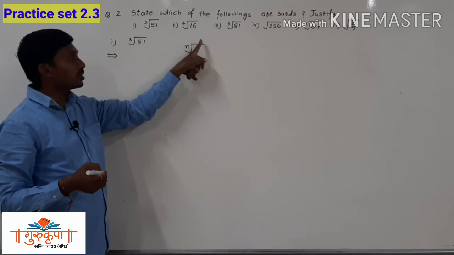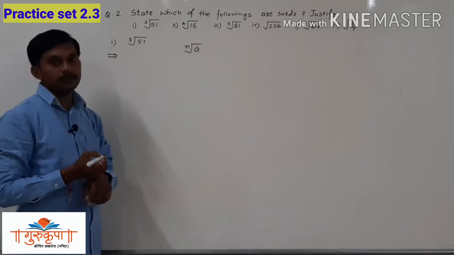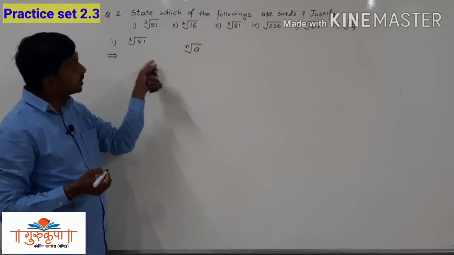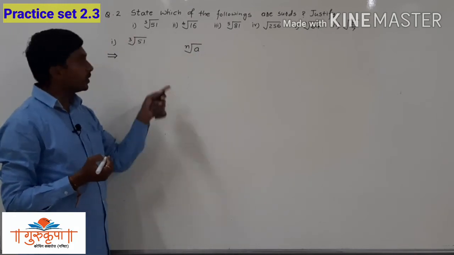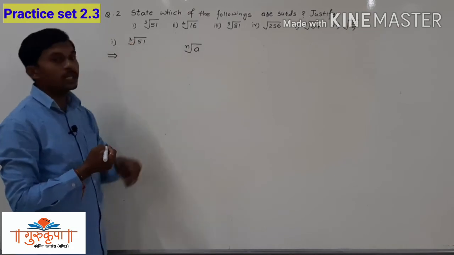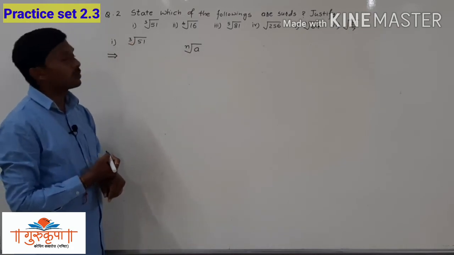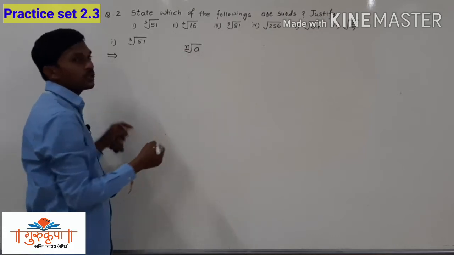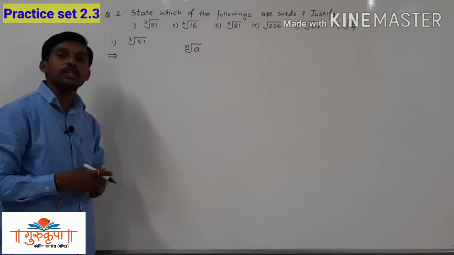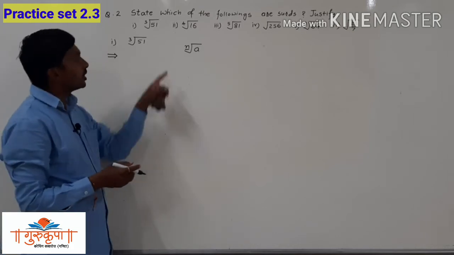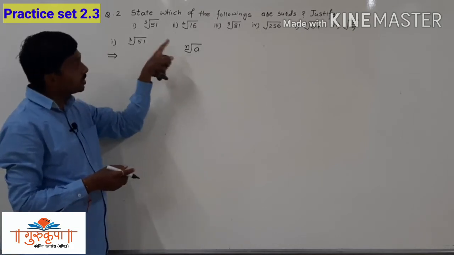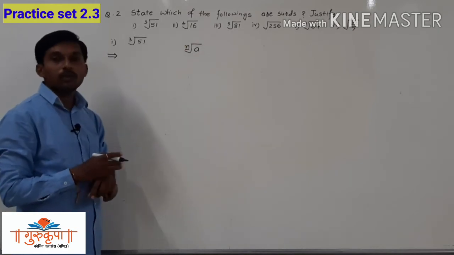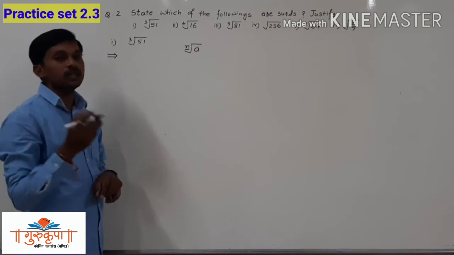Nth root a is called a surd, but when? If it is an irrational number, then it is called a surd. But here we have three important things. First, the order of the surd, n, should be a positive integer greater than 1.